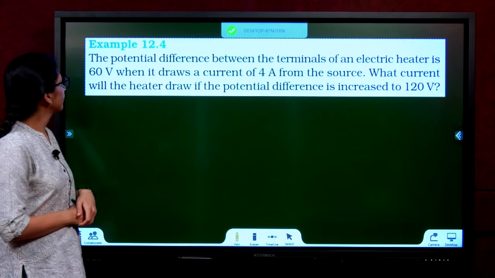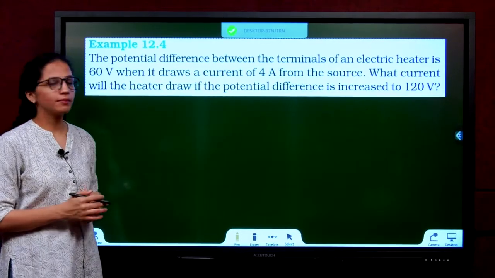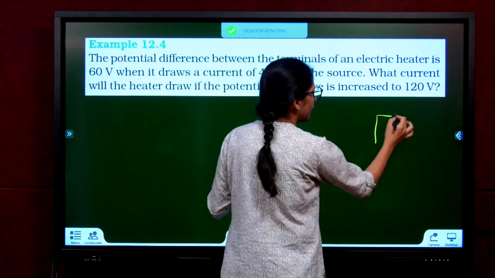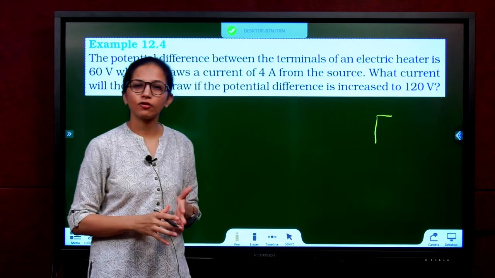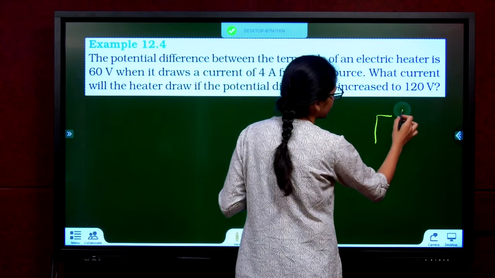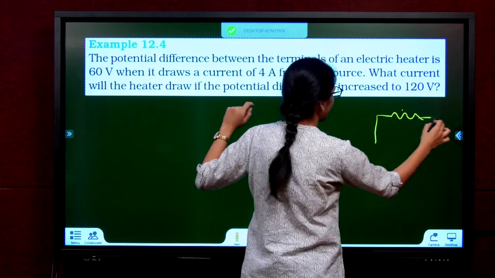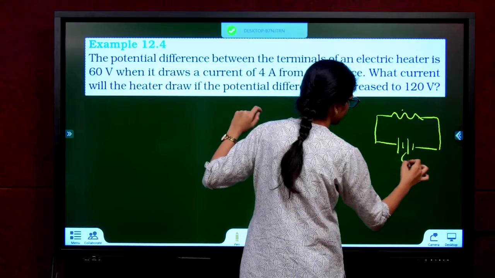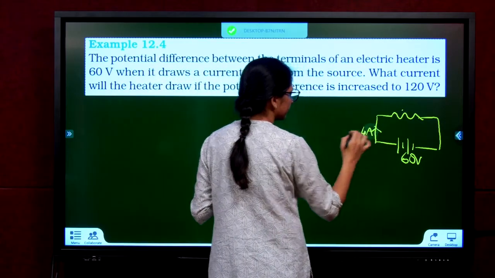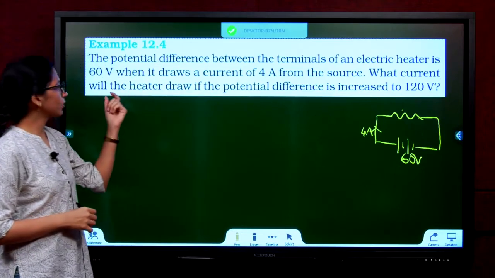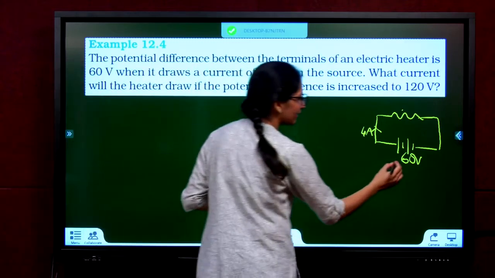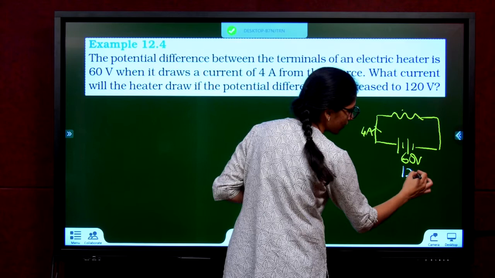Example 12.4. The potential difference between the terminals of an electric heater is 60 volts. Understand this first. Electric heater, think you're using an electric heater at home. If you don't have one, think of an iron. Iron is also like a heater, right? So you're using an iron here and the battery used is 60 volts. It draws 4 amperes current from it. Carefully listen. What current would the heater draw if the potential difference is increased to 120 volts? I am increasing this 60 to 120 volts.